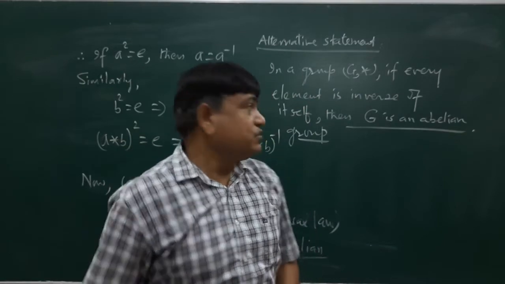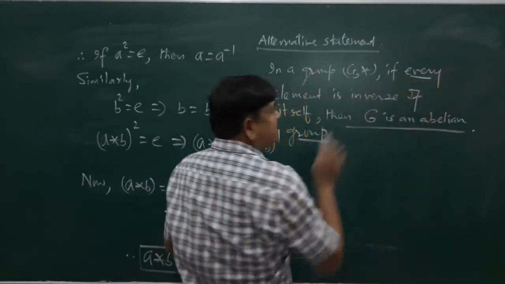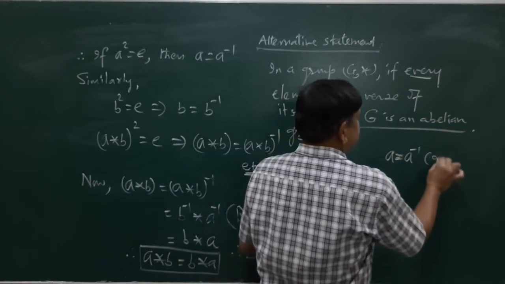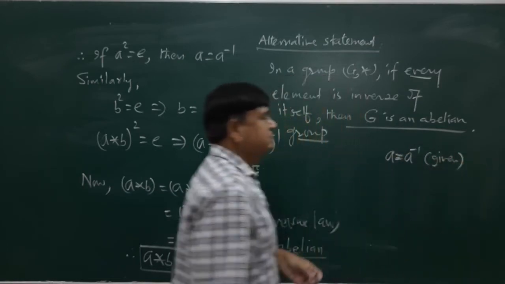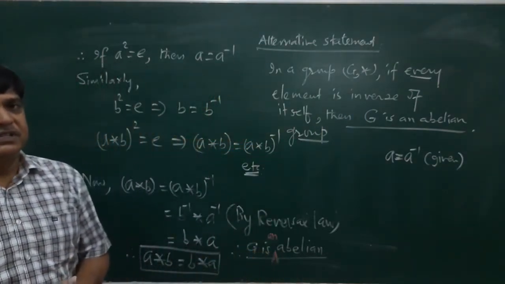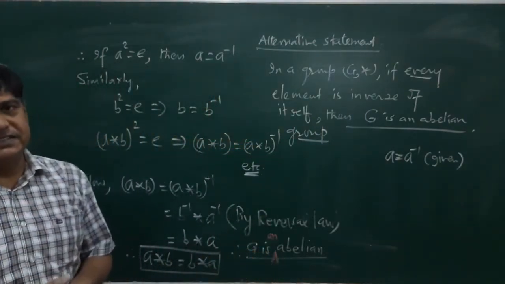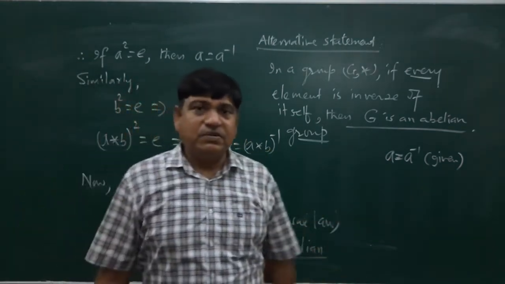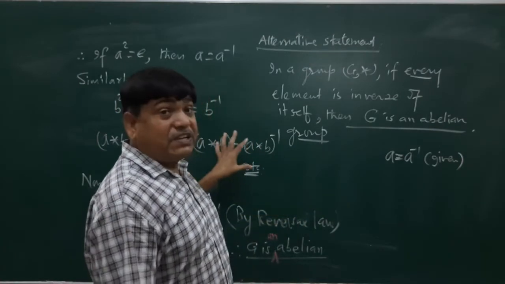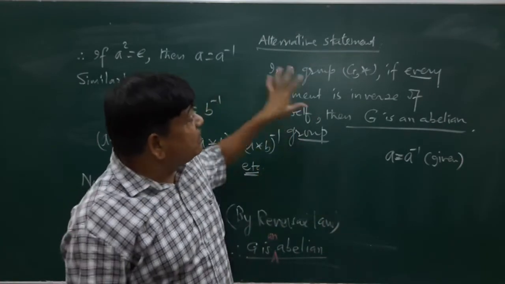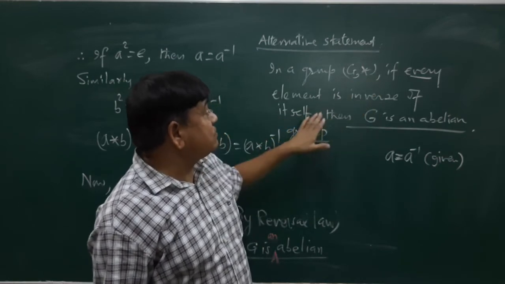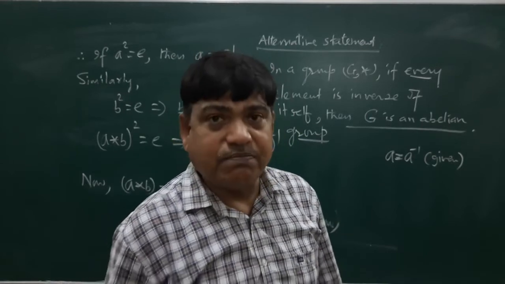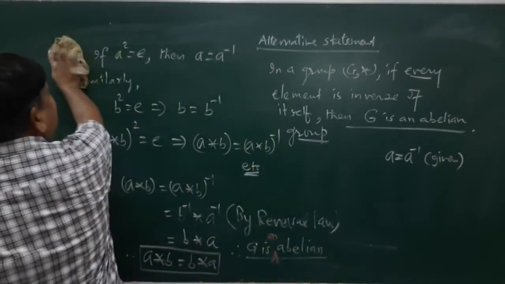an abelian group. So what is given here? Every element is inverse of itself, means a equals a inverse. This is given to us. So we begin with this, then we prove as usual. Sometimes instead of a square equals e, it will be given this. Every element is inverse of itself, then Z is an abelian group. Okay, so this is very important. Now we come to the next problem.